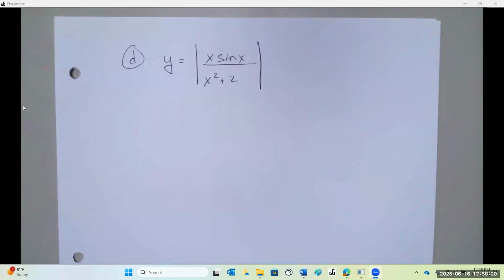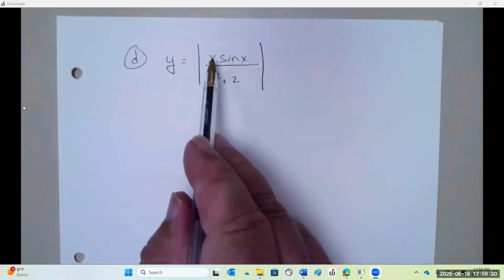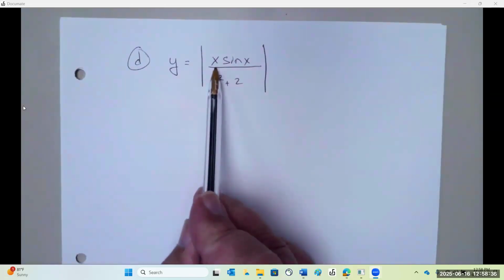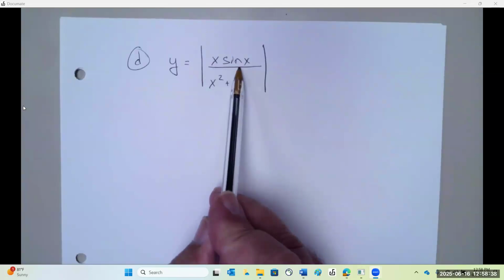Next example. Is the numerator a continuous function? It's a product, two parts. Are they both continuous functions? Is x a continuous function? Yeah. Is sine a continuous function?